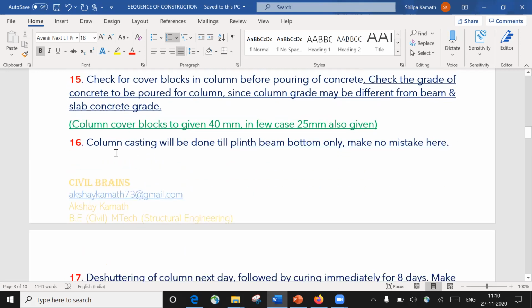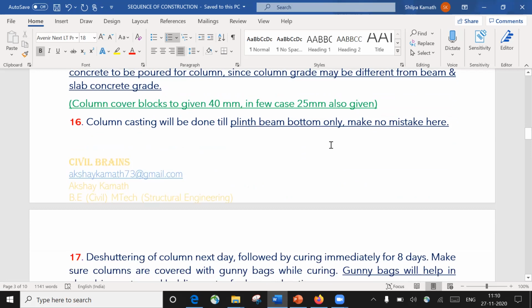So once that is done, column casting will be done till the plinth beam bottom only, and make no mistake here, right? Always, whenever we do the column casting, it will be done till the bottom of the beam, either it is a plinth beam or, let us say, a roof beam. Let us say the height of the column is 3 meter; that entire 3 meter of the column will not be casted at once. What we do is, from there we are going to deduct a beam depth.